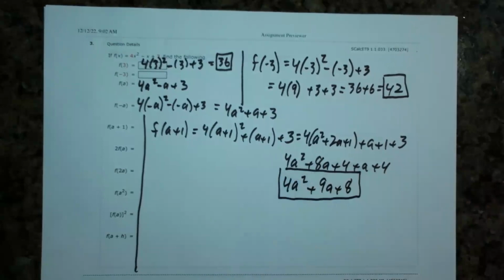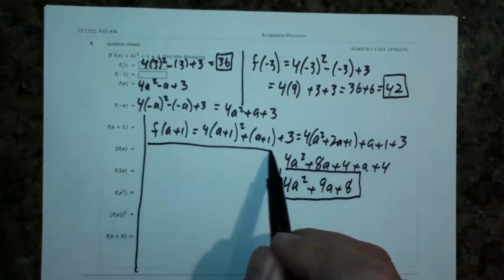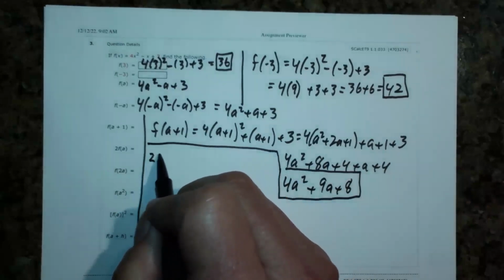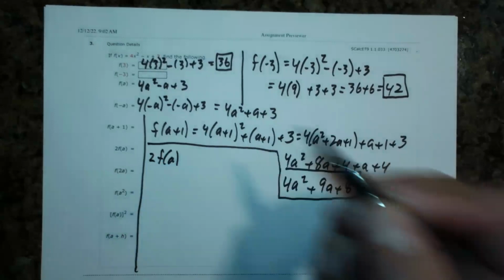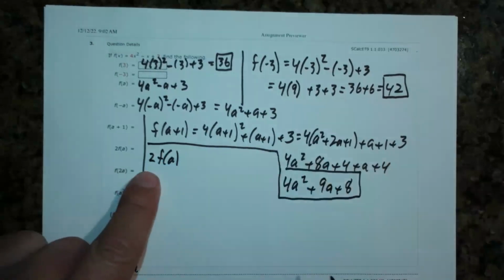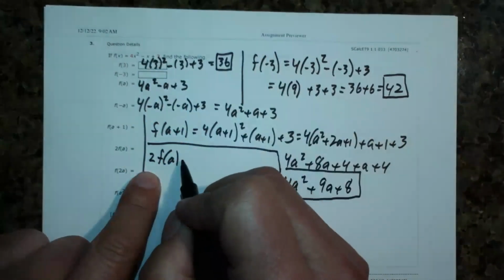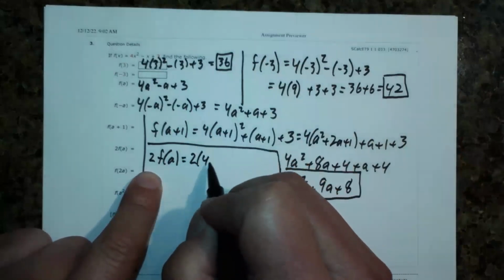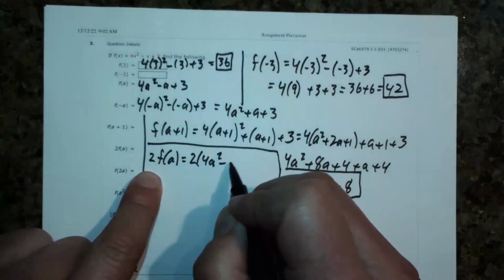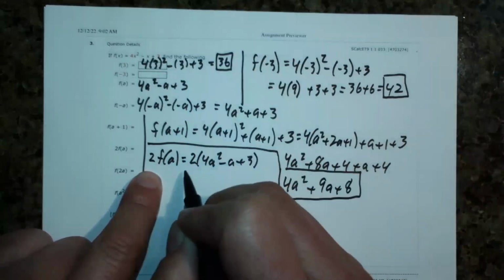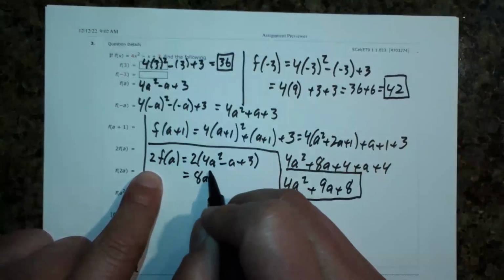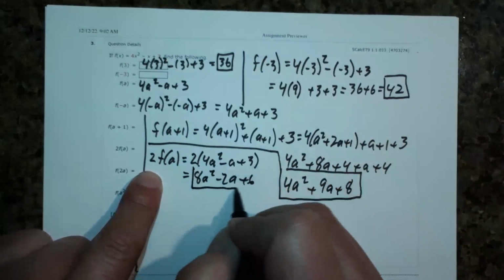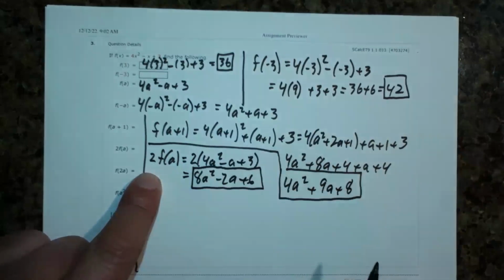Let's see if I can carve out a place here for 2 f of a. Well, that just says take the original function and multiply the whole thing by 2 and replace all of the x's with a's. There we are.